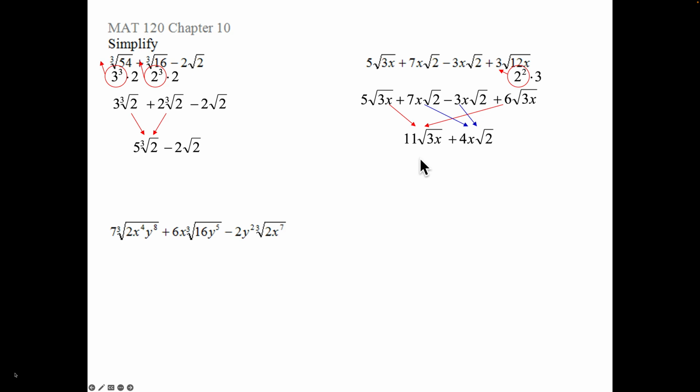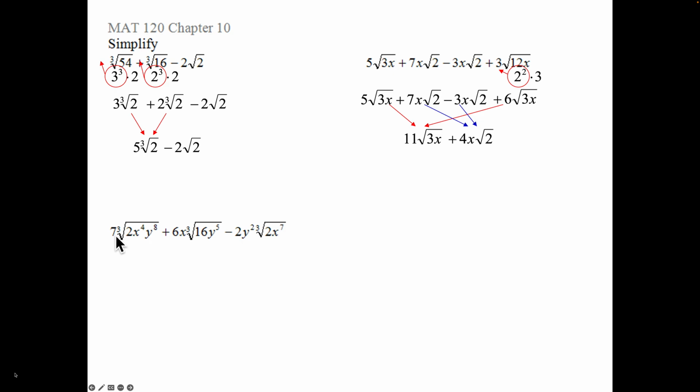That one's done. Looking at my next example here, we've got lots of simplifying to do. How do I know that? Cube root, cube root, cube root. I see 4 and 8, 5, 7. I see bigger powers on the inside. So we have some simplifying to do.